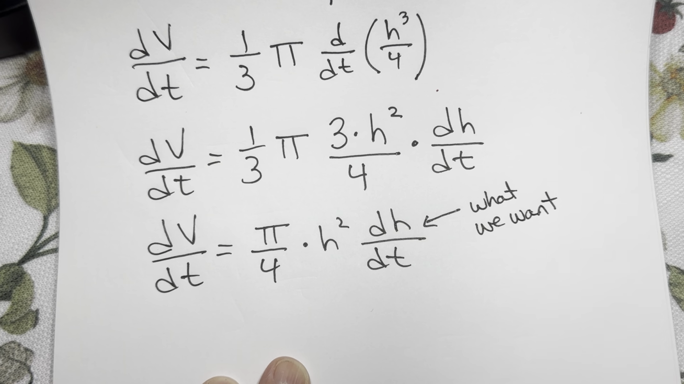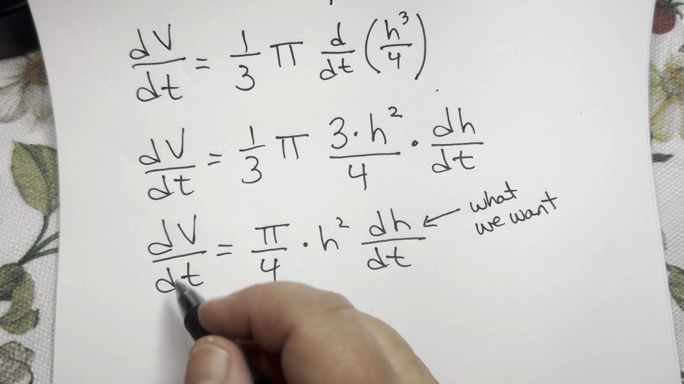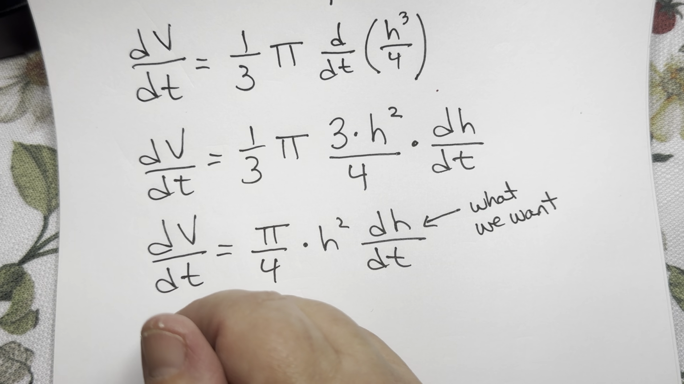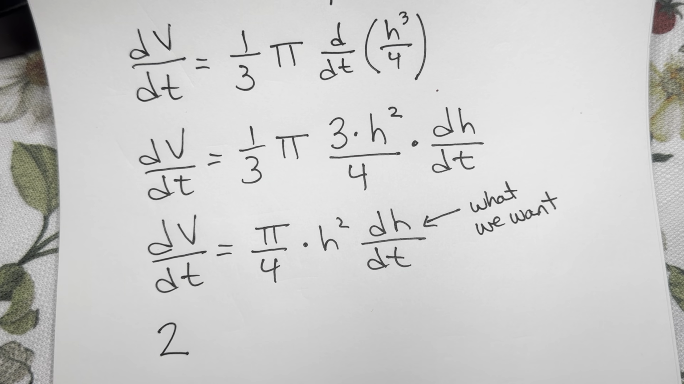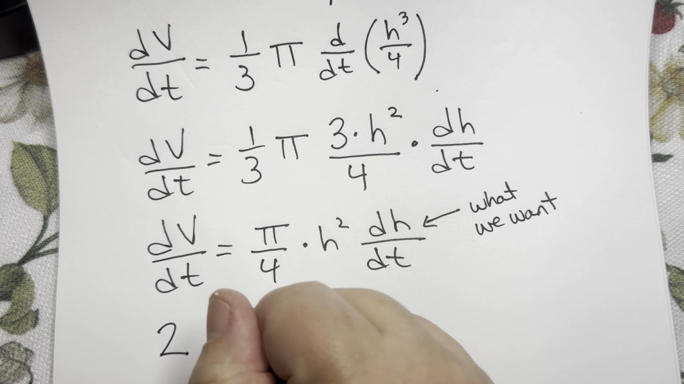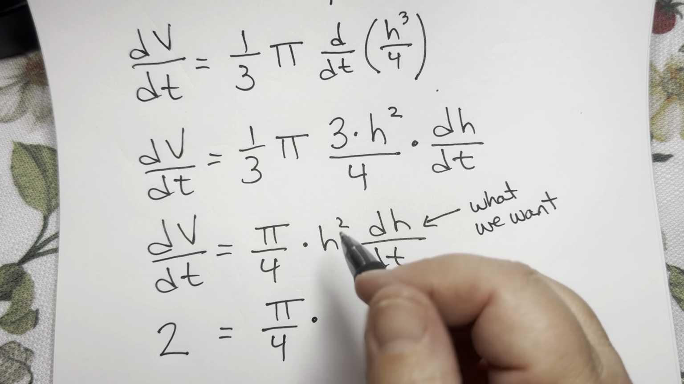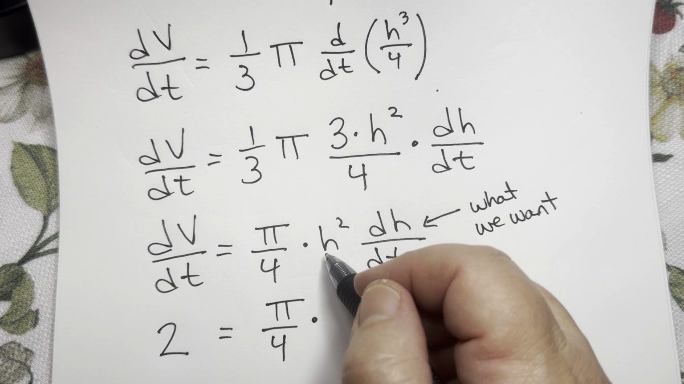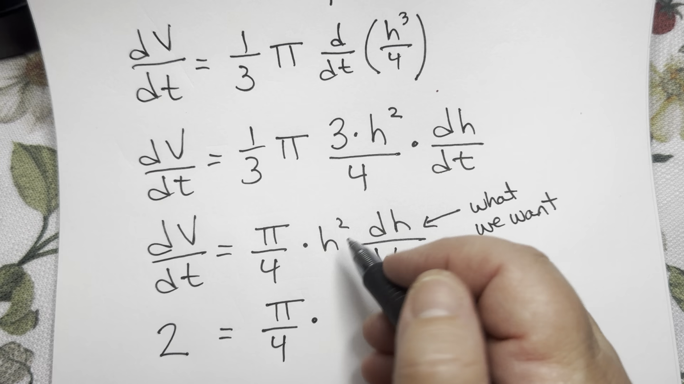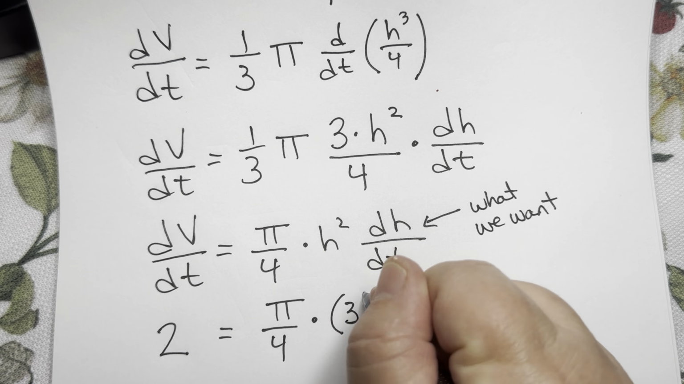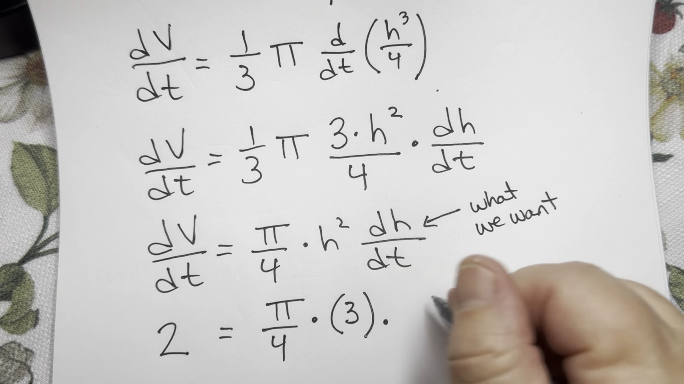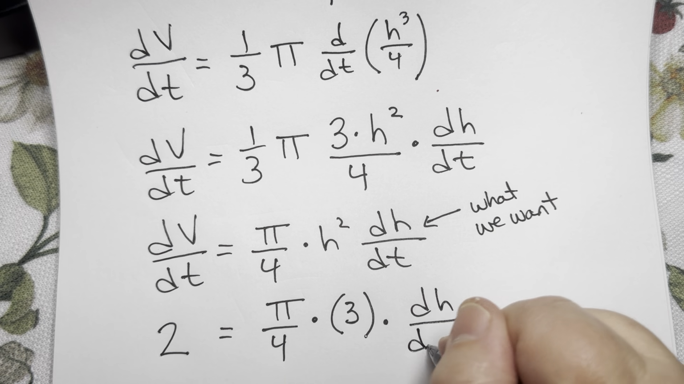We want to know how the height of the water is changing. How fast is the water rising? And we know dV/dt from the other page. That's going to be 2 cubic meters per minute. We've got pi over 4, and then I've got h squared. And h squared, what was the height? The height was 3. And then this is going to be dh/dt.